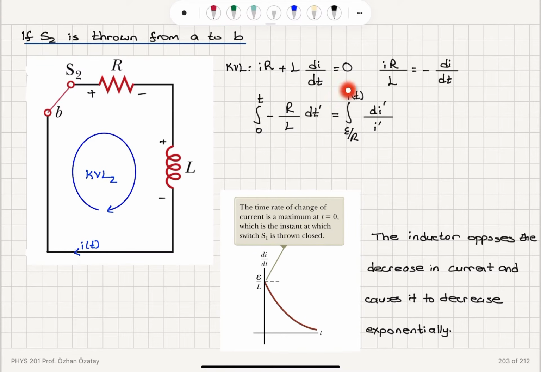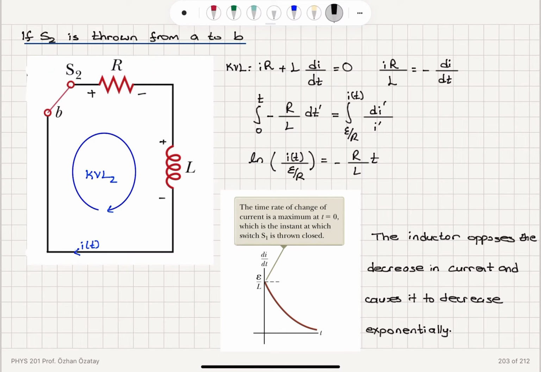Okay, so this integral gives me minus R over L t' evaluated between 0 and t, it's minus R over L t. This integral gives me the natural logarithm of the current. So I find that the natural logarithm of the current evaluated between epsilon over R and I is basically the natural logarithm of I at time t divided by I at time t equals 0, epsilon over R. This is equal to minus R over L t. So that's the result of this integral.